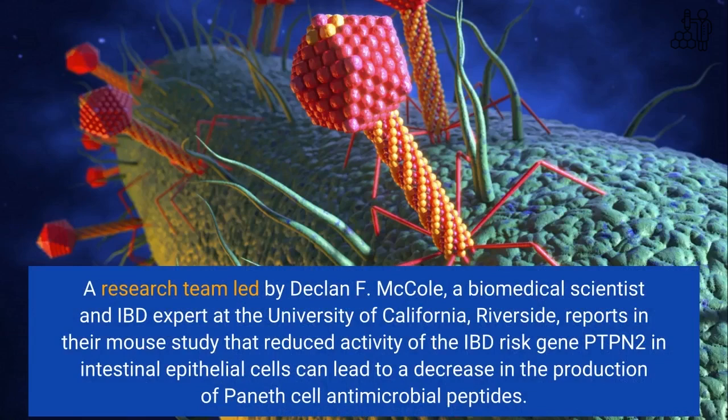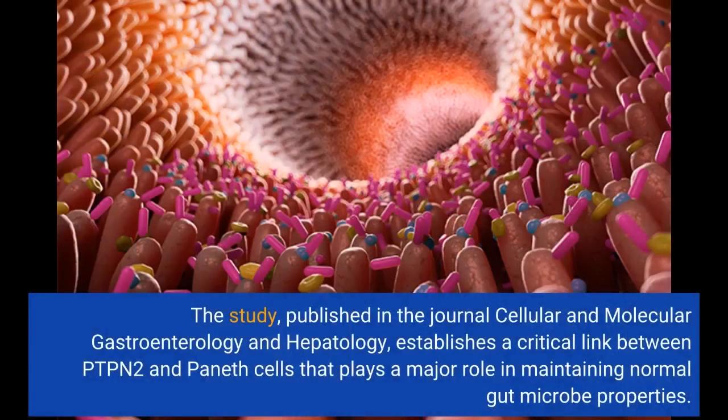A research team led by Declan F. McCole, a biomedical scientist and IBD expert at the University of California, Riverside, reports in their mouse study that reduced activity of the IBD risk gene PTPN2 in intestinal epithelial cells can lead to a decrease in the production of Paneth cell antimicrobials. The study, published in the journal Cellular and Molecular Gastroenterology and Hepatology, establishes a critical link between PTPN2 and Paneth cells that plays a major role in maintaining normal gut microbe properties.